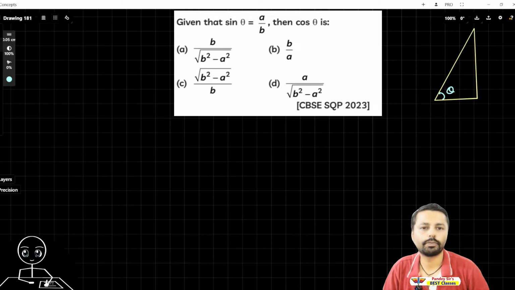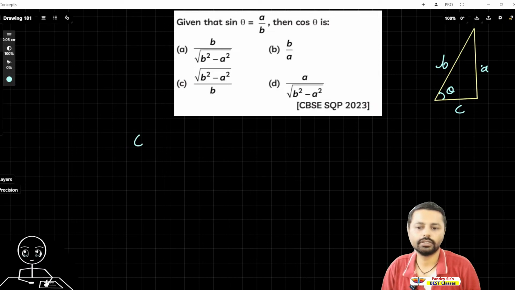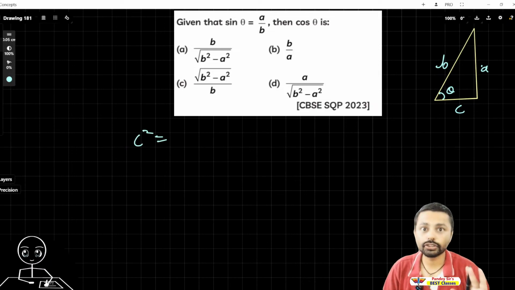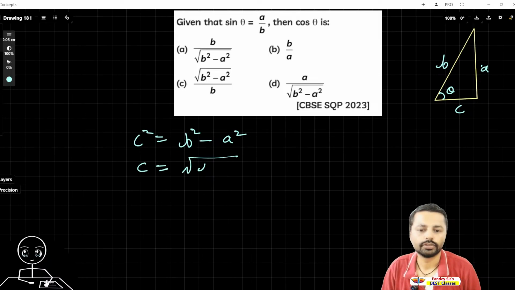So theta, let's call this one theta. Let's say perpendicular by hypotenuse. So let's say this is A perpendicular and hypotenuse is B. Okay, so we need to find this value. Let's call it C for now. So C square will be, Pythagoras theorem I'm applying, B square minus A square. Let's underroot it. So C equal to root B square minus A square.